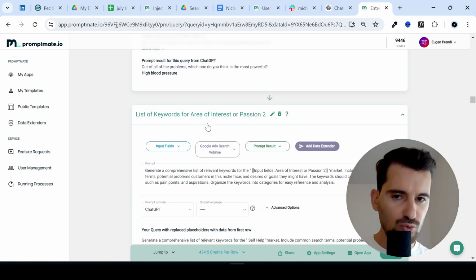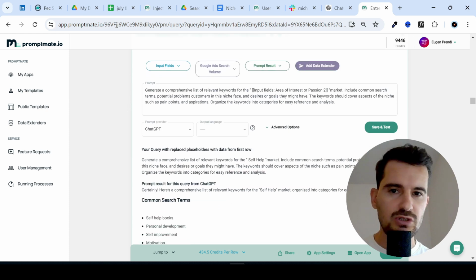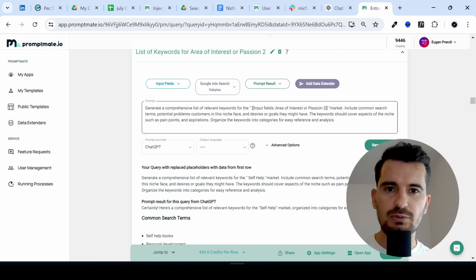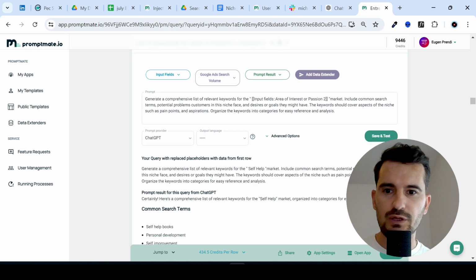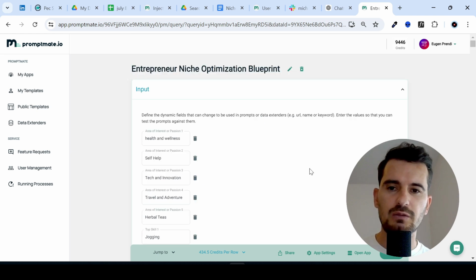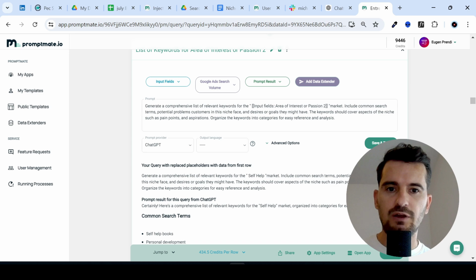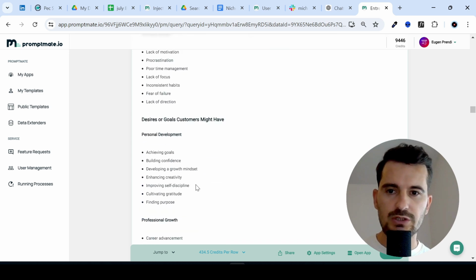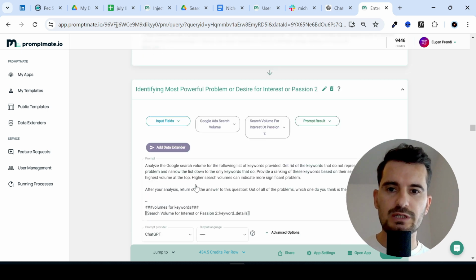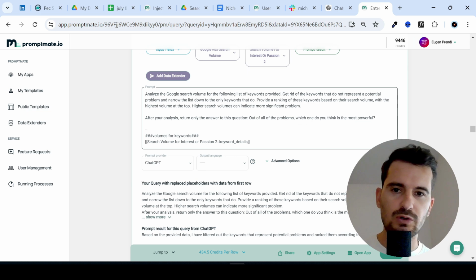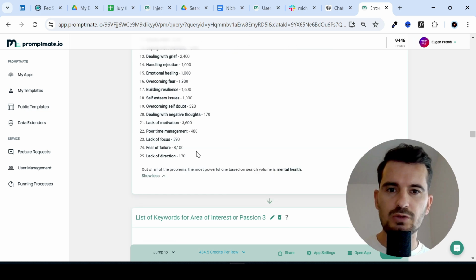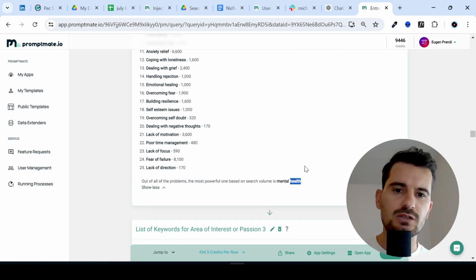Then it will do this for all the 5 areas of interest or passion, and it will just give us the most important one. For example, our second area of interest was self-help, right? So for self-help, as you can see in here, self-help market, it gave us the keywords. And then based on the keywords and the search volume for each keyword, it says the most important one is mental health based on search volume.